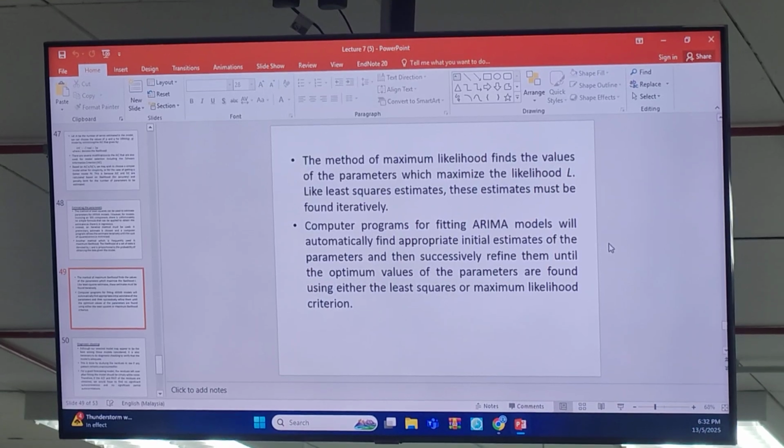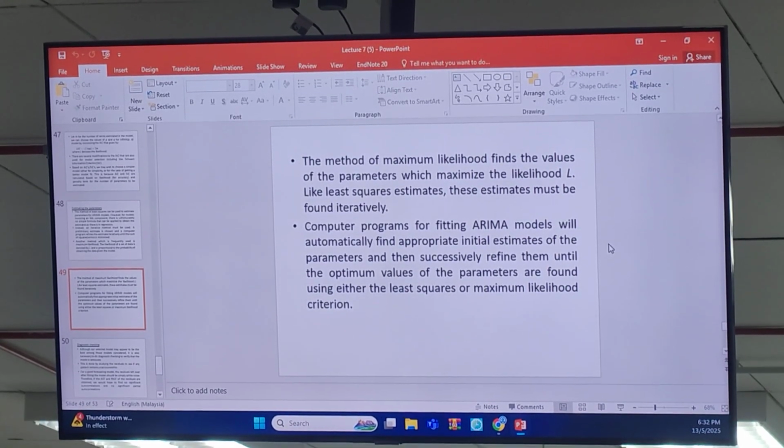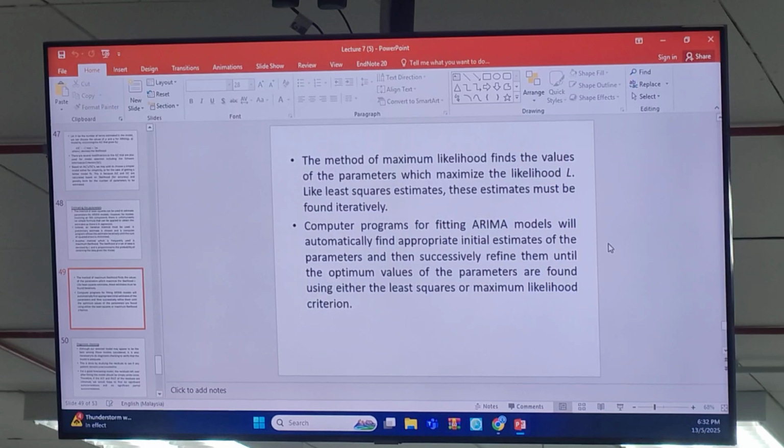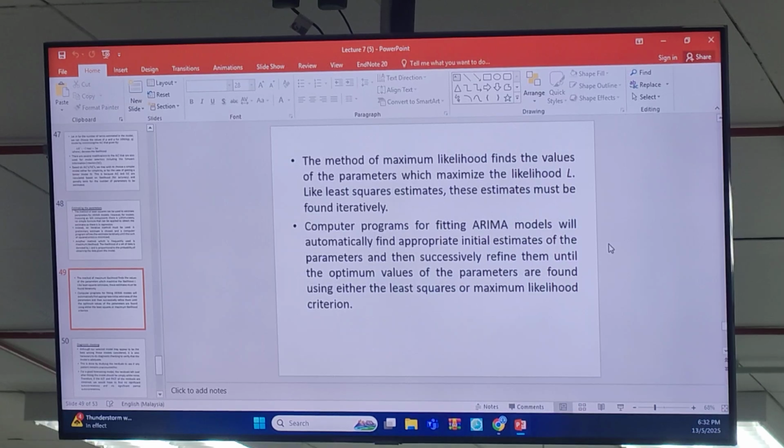A computer program for fitting an ARIMA model will automatically find appropriate initial estimates of the parameters and then successively refine them until the optimal values of the parameters are found, using either the least squares or maximum likelihood criterion. So it is just like the optimization that we did before for exponential smoothing, where I remember we used Excel Solver. Basically, it is a similar concept of optimization. We assign initial values and then run the optimization to find the set of variables that give us the smallest value.